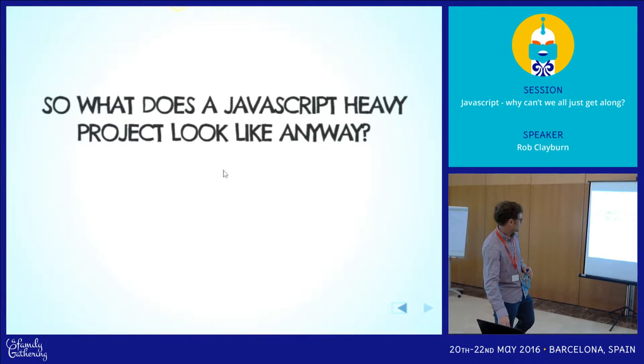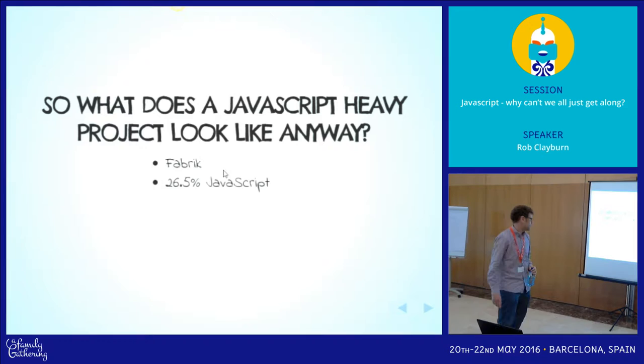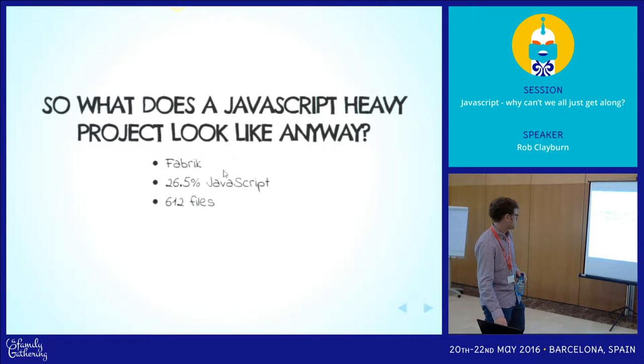Okay, I scared myself. What does a JavaScript heavy project look like anyway? Fabric, it's horrific. We have 26.5% of our code is JavaScript, which is really large for a PHP project. There's 612 files of JavaScript. We have like, I don't know, 60, 70 plugins. Each one has their own JavaScript file. That's including libraries as well, the things we use, so it's not necessarily stuff we've just coded.